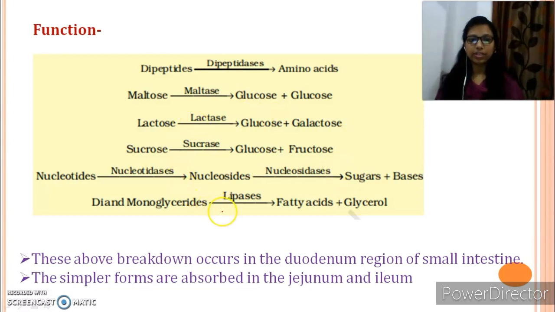All these reactions occur in the duodenum region, that is the first region of the small intestine, after which the simpler forms are absorbed in the jejunum and the ileum region of the small intestine. Okay, so that's all about the breakdown of food materials into simpler ones, and this breakdown occurs with the help of different enzymes secreted by different glands and different organs of the alimentary canal.